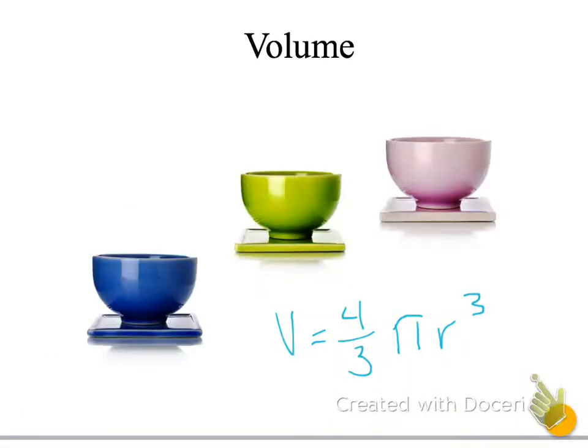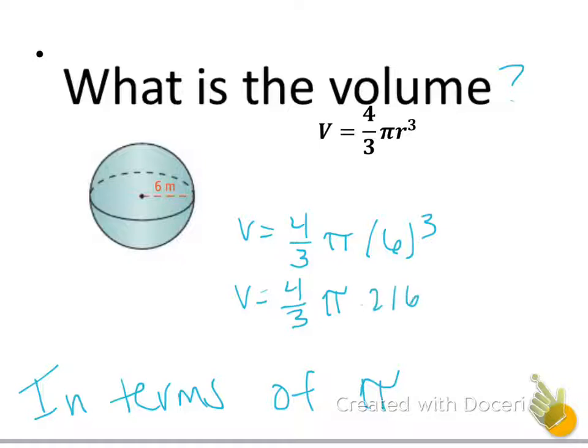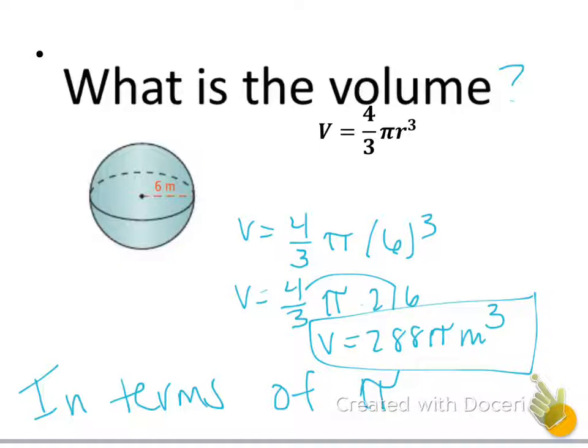Okay, the volume is going to be 4/3 pi r cubed. Okay, so if the volume of this, we're going to do V equals 4/3 pi, my radius is 6, so 6 to the third is going to be 216, so 4/3 times pi times 216. We're going to keep it in terms of pi, so that times 4/3. So V equals 288 pi meters cubed, because remember, volume's always cubed.